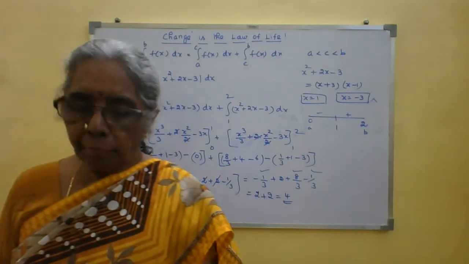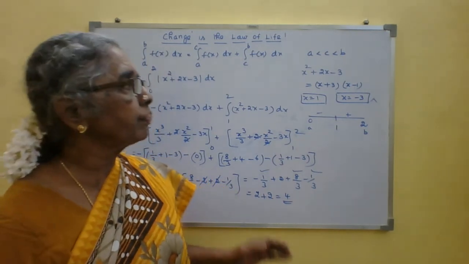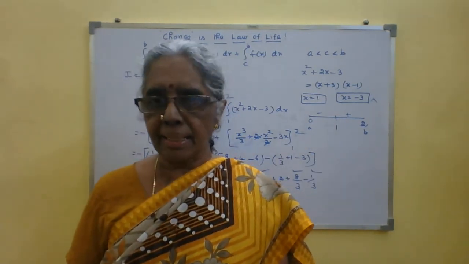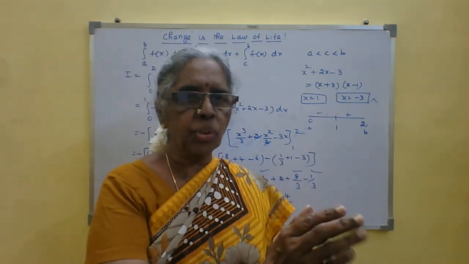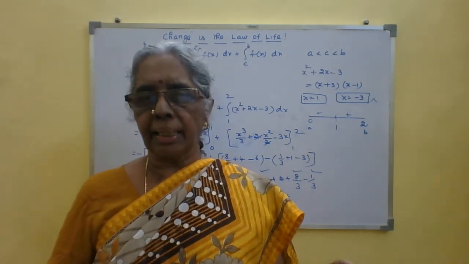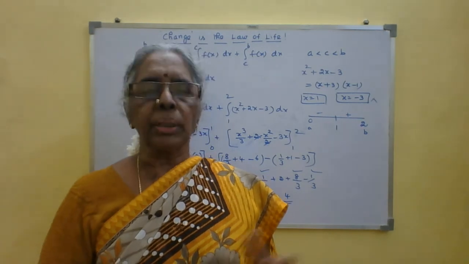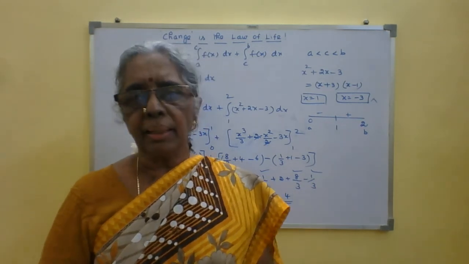So the main thing you have to understand is, in any modulus function, write the two interpretations, then check which is positive and which is negative, then split it into two integral sums, with two different limits, and then you integrate and you have to apply the limits.